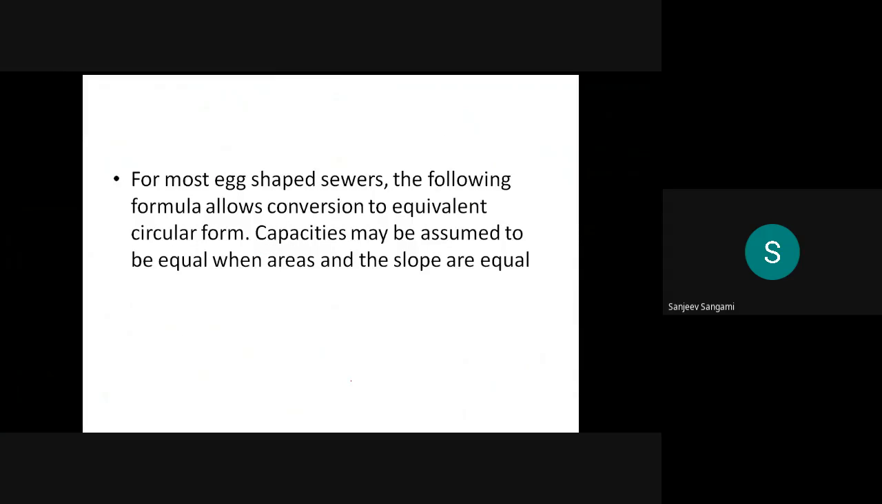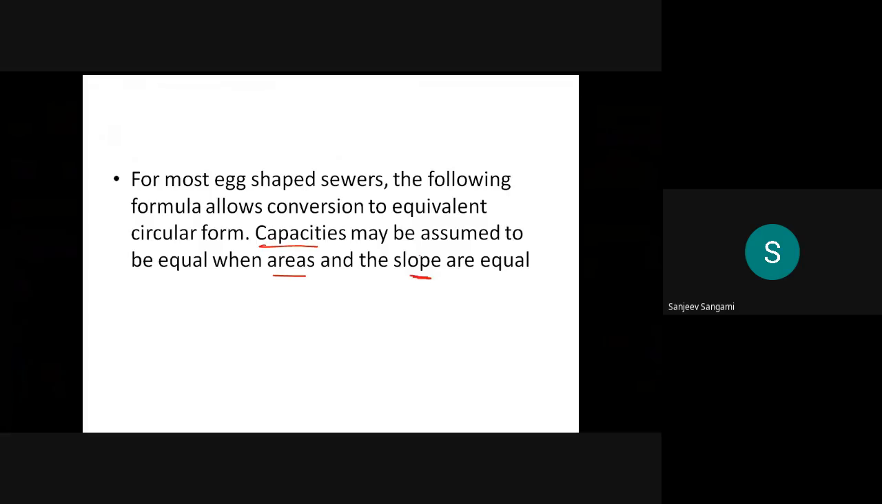Then how exactly can it be calculated? For most of the egg-shaped sewers, we have to use the following formula. And very important, the capacity may be assumed to be equal when the area and the slope are equal. These are the assumptions we have to make when we are going with these sewers.